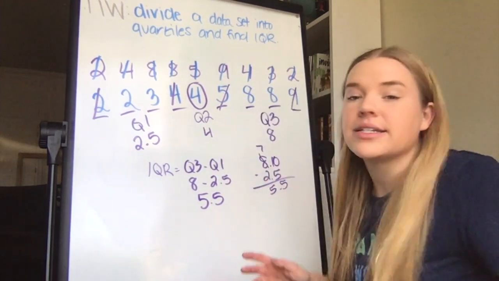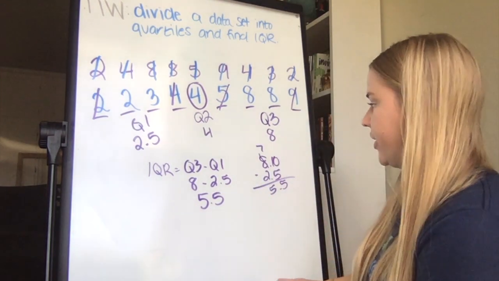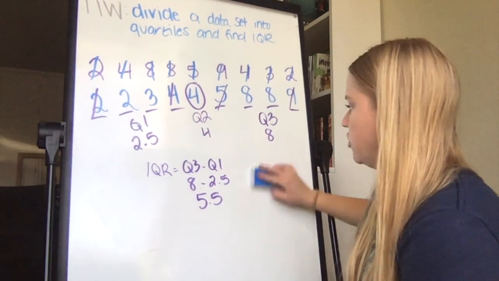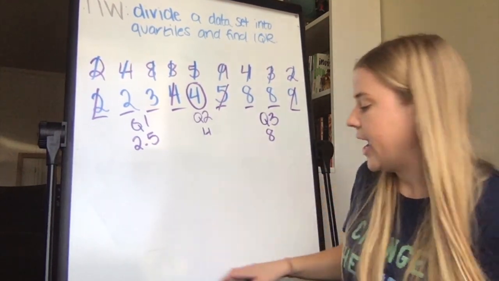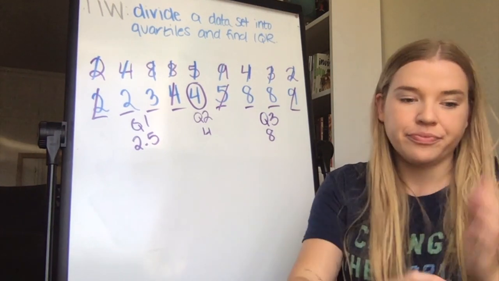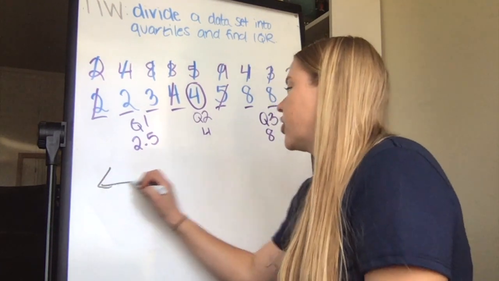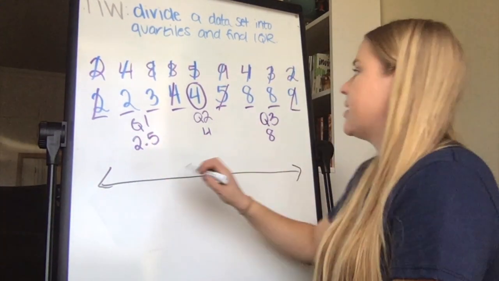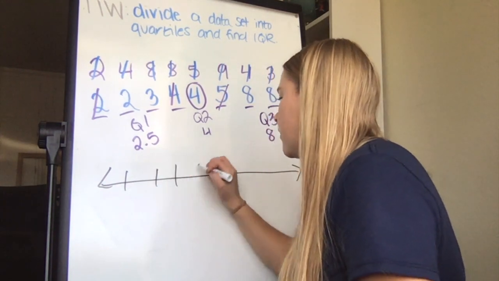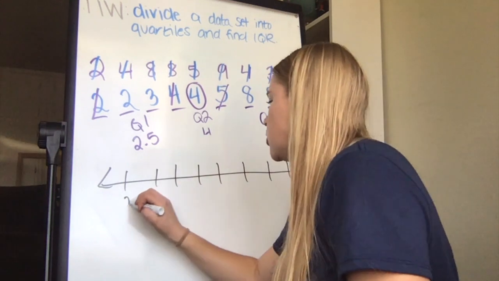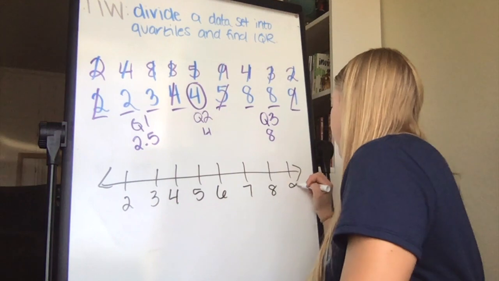And I still need to create my box plot. I'm going to use the space down here, so I'm actually going to erase all of this. Just remember that my interquartile range is 5.5. And now I am going to create my box plot. Remember, when I'm creating my box plot, I'm starting off with simply a number line, from my smallest number to my biggest number. I'm only going from 2 to 9 in this problem, so I can count by ones: 2, 3, 4, 5, 6, 7, 8, 9.